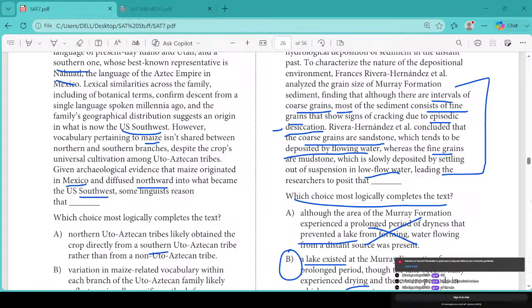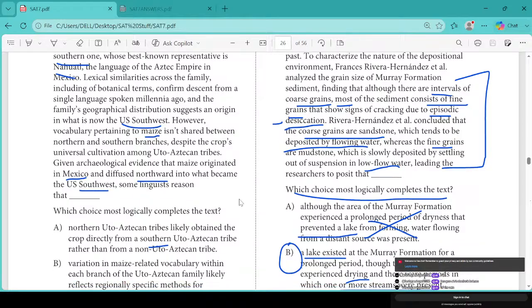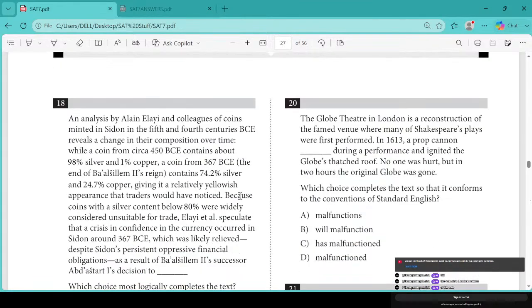Hello, chat. Unfortunately, I am the Sherlock Holmes of the SATs. I am Sherlock Holmes today.